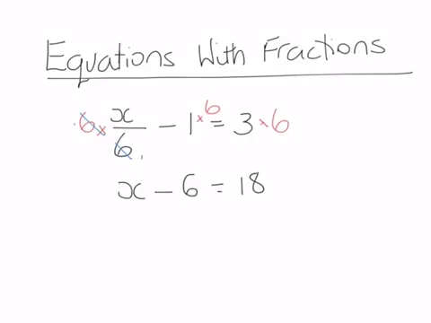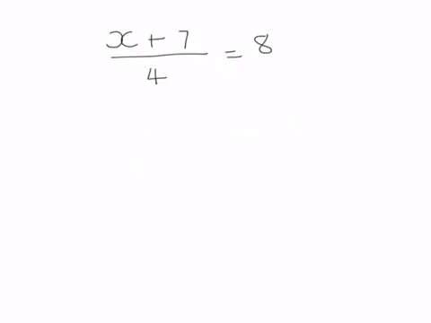So then the opposite of minusing 6 is adding 6. So I'm left with x equals 18 plus 6, which is 24. So the answer to my equation is x equals 24. Remember, when you solve an equation, you have to end up with x equals. We'll do a few more examples similar to the first one.